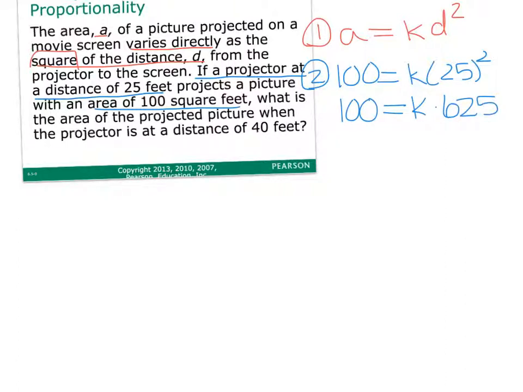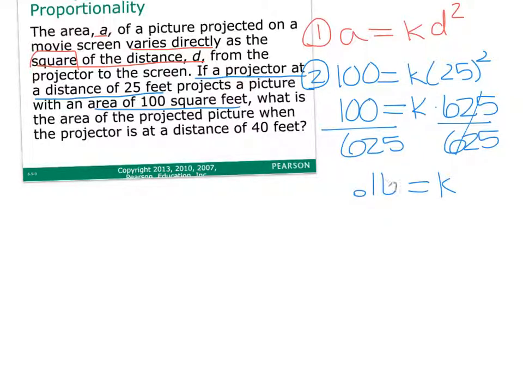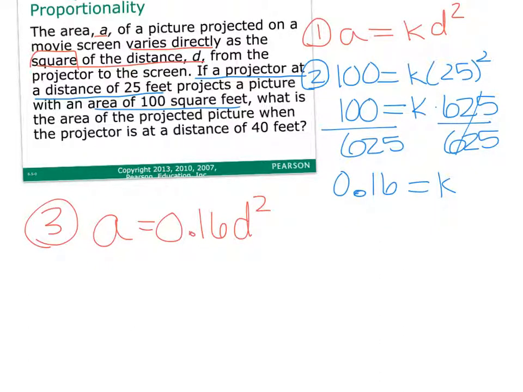And the way I'm going to get my k alone is I'm going to divide each side of the equation by 625. And so k will be equal to 0.16. So I would probably opt to rewrite the equation at this point and write it as A equals 0.16 d squared. You're going to use this equation to answer the question that they've given you.